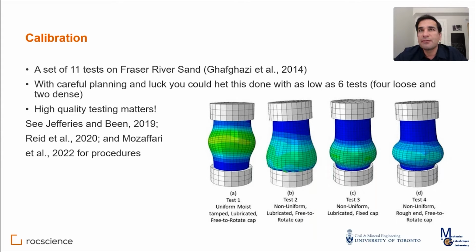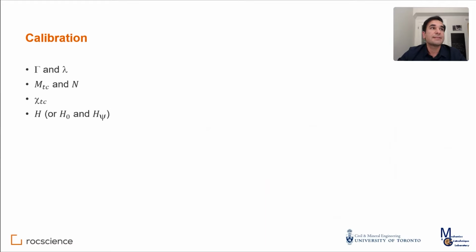The minimum number for being able to calibrate NorSand is about 6, with very careful planning and a bit of luck. But 10, 11 is a good number. It really matters that you get high quality triaxial data with good measurements of void ratio. And here are a few references if you wanted to look them up for procedures for performing these triaxial tests.